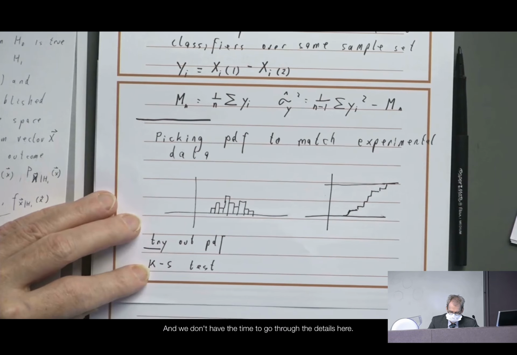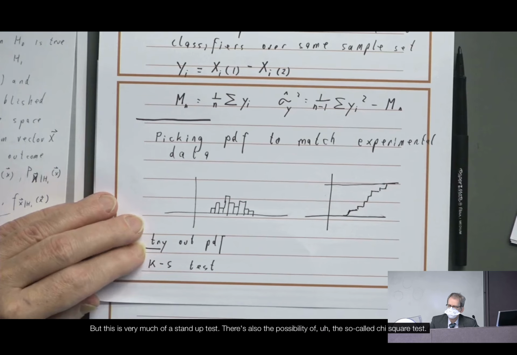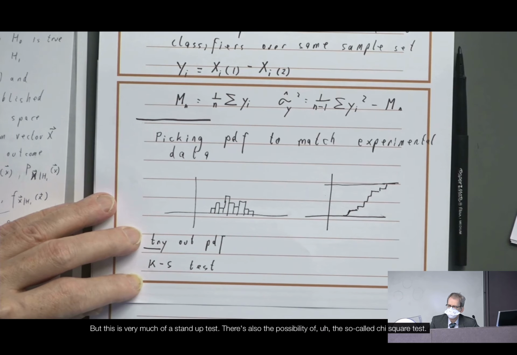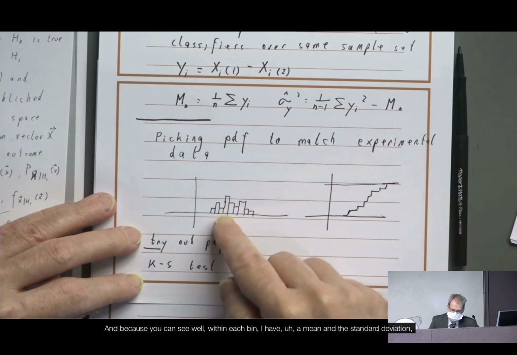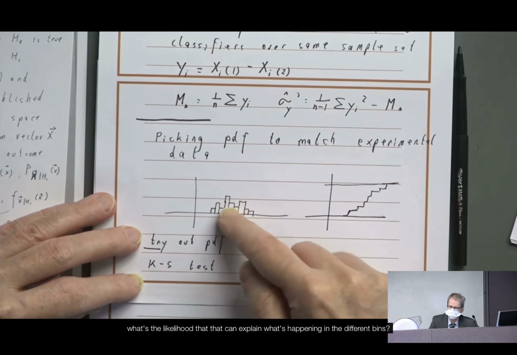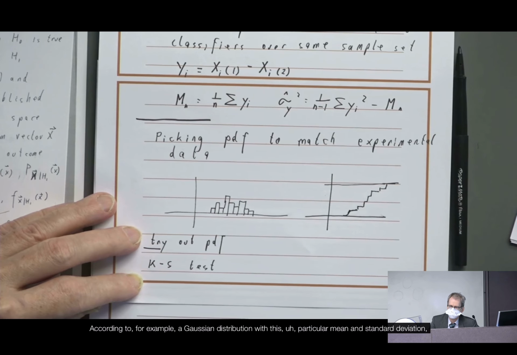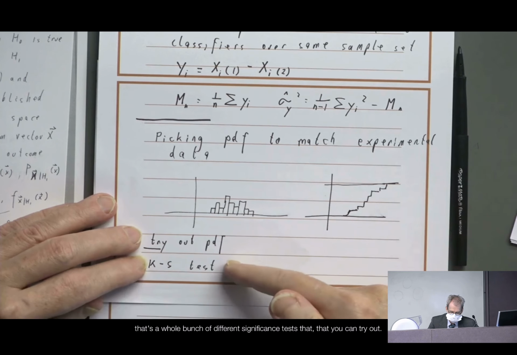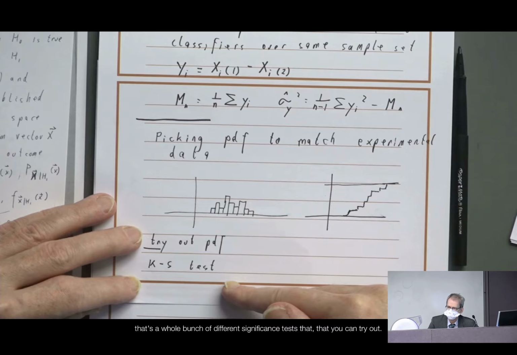We don't have the time to go through the details here, but this is very much a standard test. There's also the possibility of the so-called chi-square test, because you can say, well, within each bin, I have a mean and a standard deviation. What's the likelihood that I can explain what's happening in the different bins according to, for example, a Gaussian distribution with this particular mean and standard deviation? And so there's a whole bunch of different significance tests that you can try out.